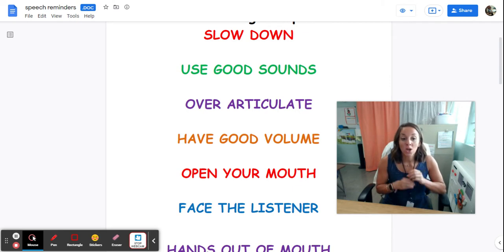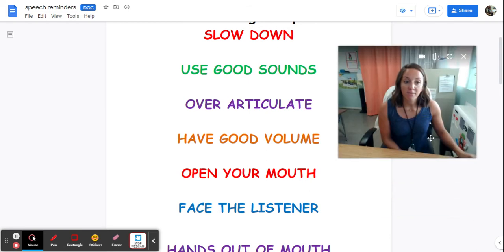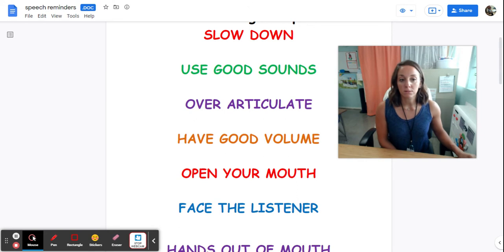The next one is open your mouth. Some people, they say it sounds like they have marbles in their mouth. And so it might sound like this. They're just talking and they have marbles in their mouth like this and you can't understand what they're saying. You need to open your mouth when you speak. And if you don't do that, then people won't be able to understand you.